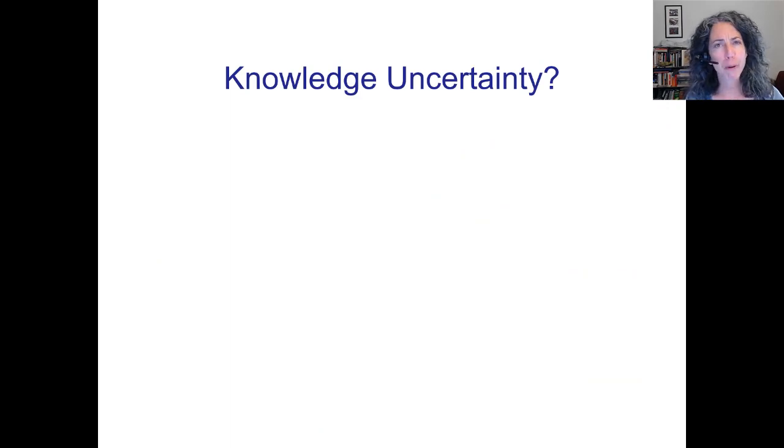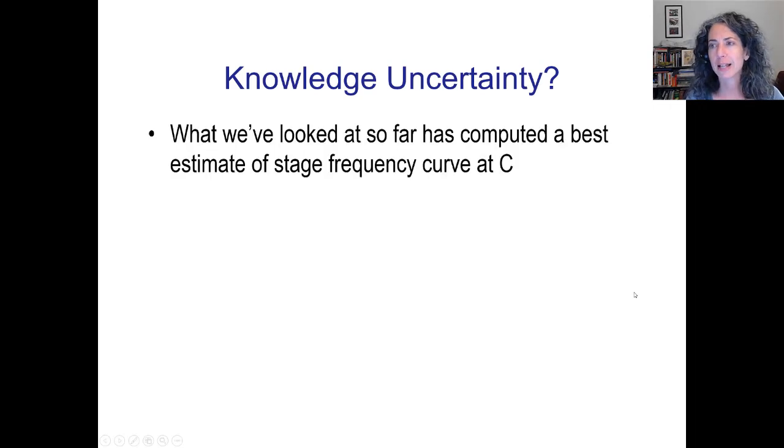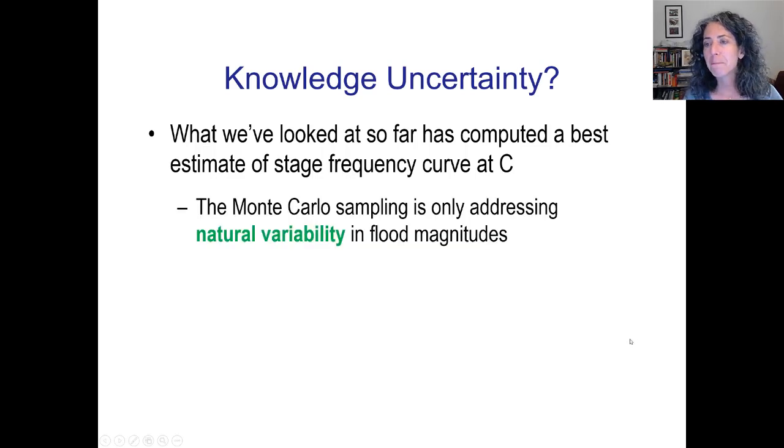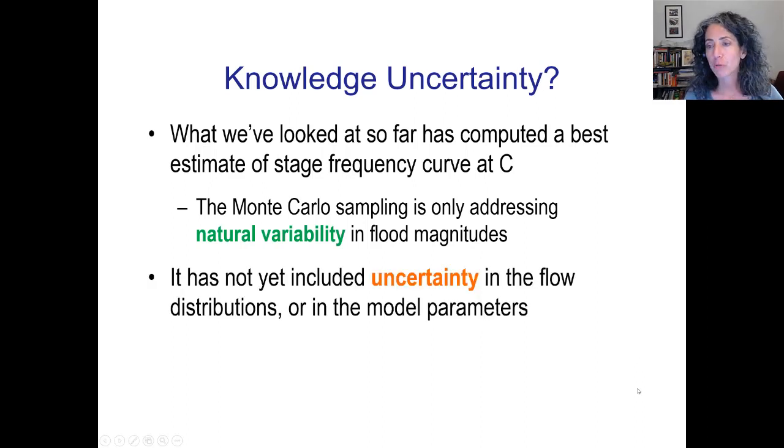Like we saw in the third part of the Monte Carlo lecture, we noted that we don't yet show knowledge uncertainty in this analysis. We've just looked at computing a best estimate of the stage frequency curve at C based on the natural variability in flood magnitude on my tributary and on the mainstem. But I have uncertainty in those probability distributions, and I also have some uncertainty in the parameters in the hydraulic model. The natural variability and the knowledge uncertainty both have different effects on my result. All the natural variabilities will be captured in the frequency curve of stage at C. The knowledge uncertainties are going to make us uncertain about where that frequency curve lies.